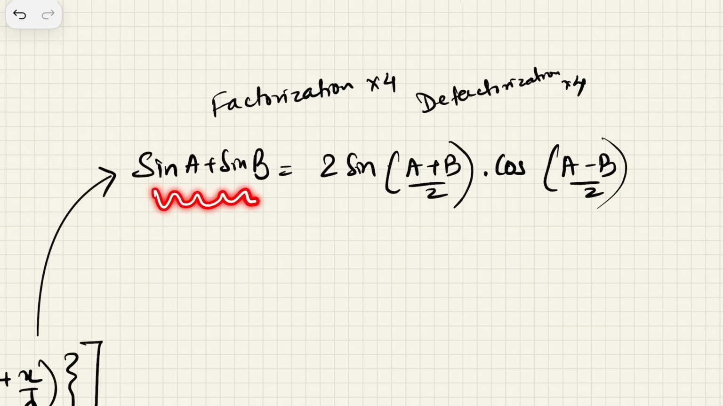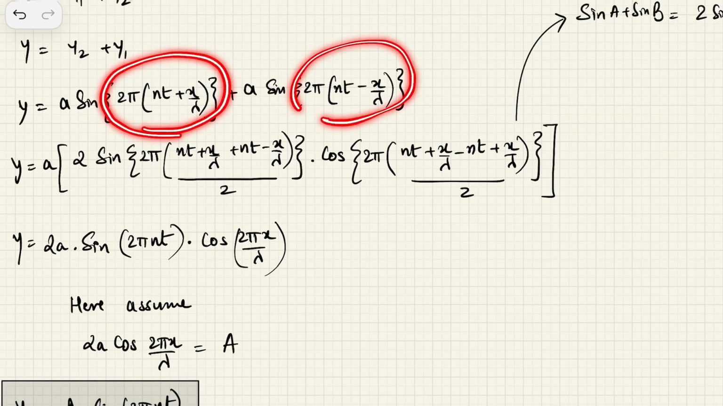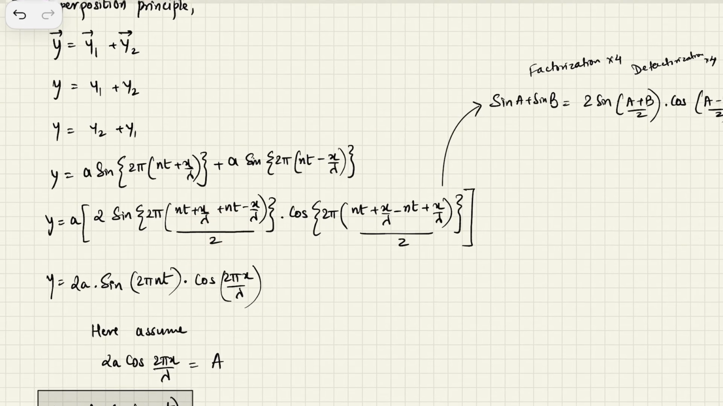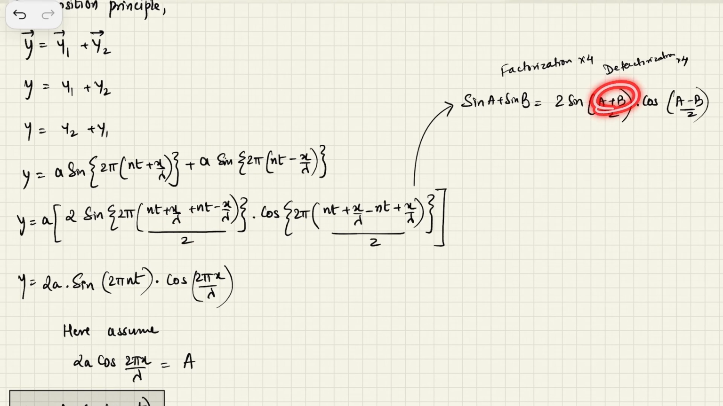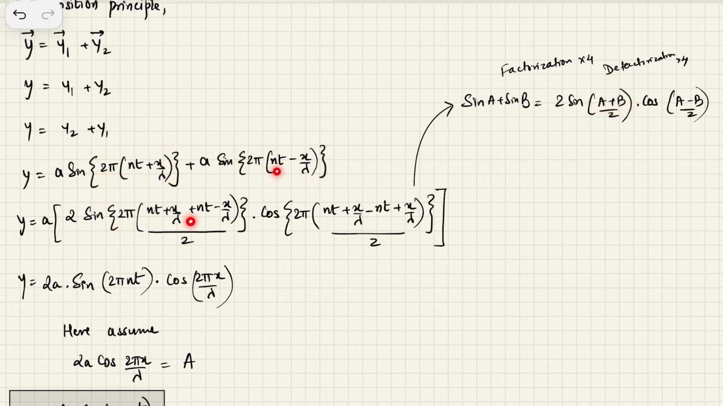So just remember, sine A plus sine B is equal to 2 sine (A plus B) upon 2 into cos of (A minus B) upon 2. In this case, this is my A and this is my B. So first of all, 2 is outside, sine (A plus B) upon 2. The upon 2 you can see over here, present in this formula. Now A plus B means this should be added with this. I'm seeing that 2 pi is common, so I've taken 2 pi common: nt plus x by lambda, plus nt minus x by lambda, and upon 2 is as it is.